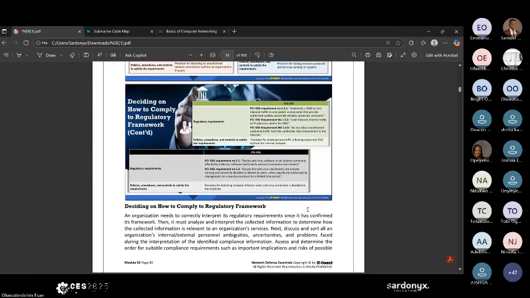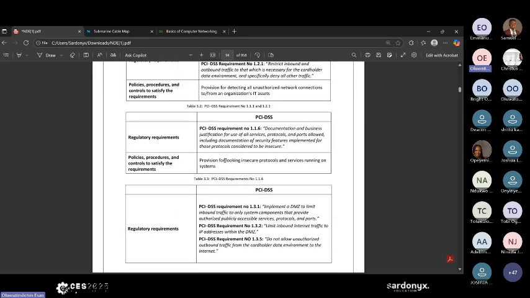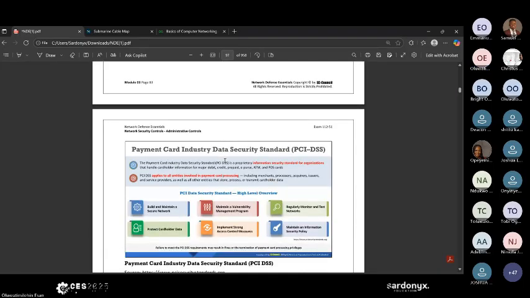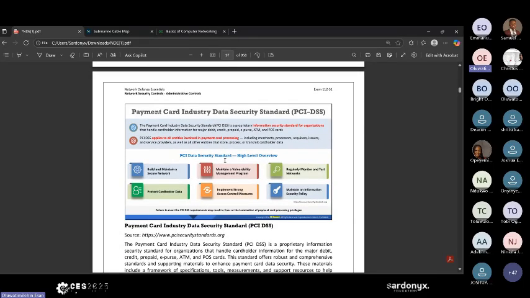Okay. Then we have 5.1, which talks about deploying antivirus software on systems commonly affected by malicious software. So it's a major requirement under PCI DSS. You must deploy antivirus software, IDS, IPS, and so on. So that talks about PCI DSS. So we are still under PCI DSS.